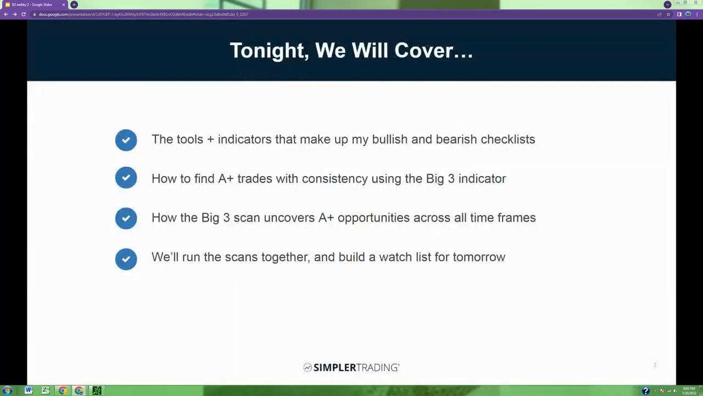I really do. So as always, my friends, I'll try to keep things under an hour, but here's what's on the agenda for tonight. First, I'll briefly touch on the tools and indicators that go into my checklist for A+ trades. A+ meaning the setups fit all of my bullish or bearish criteria. Then I'll show you how easy it is to find these A+ setups using the brand new Big 3 indicator. Then the star of the show, the Big 3 scans, we'll fire that up. I'll show you guys some great examples from the scans that we found just last night. Then we'll run it together and we'll build our watch list for tomorrow.